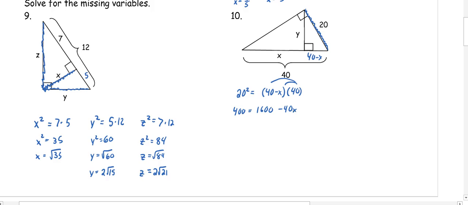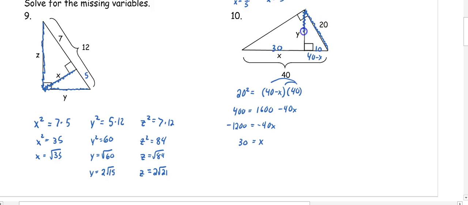We can subtract 1600 from both sides, so we get negative 1200 equals negative 40x. When we divide, we get x is 30. So if x is 30, that makes this part 10. Then we can use those numbers to solve for y.